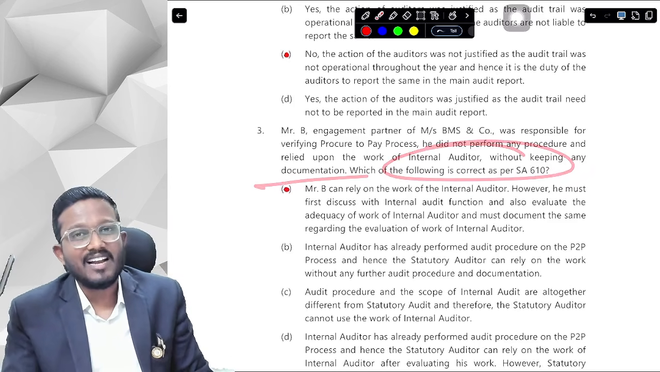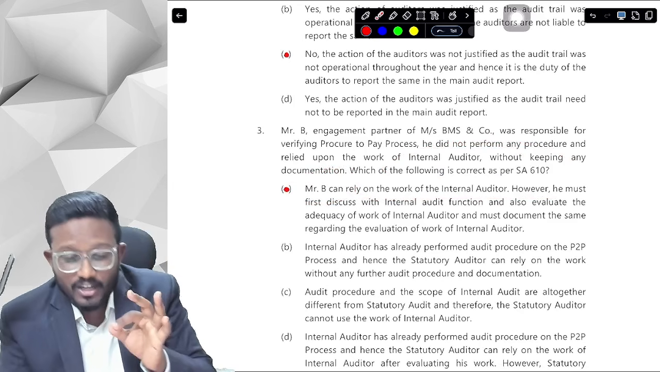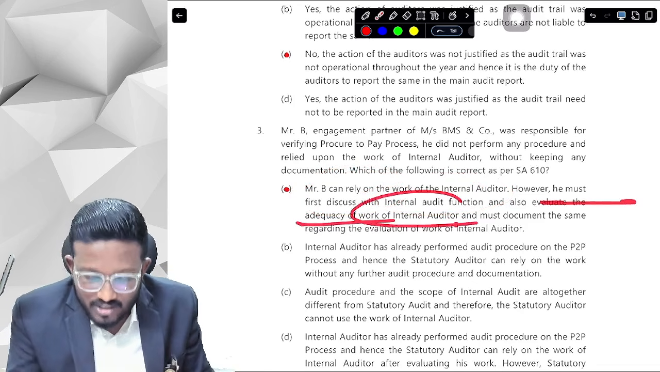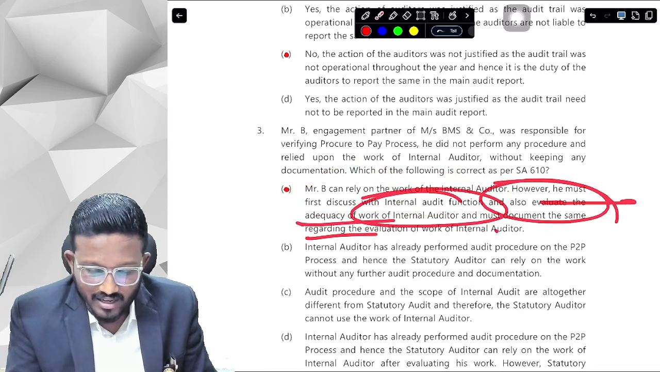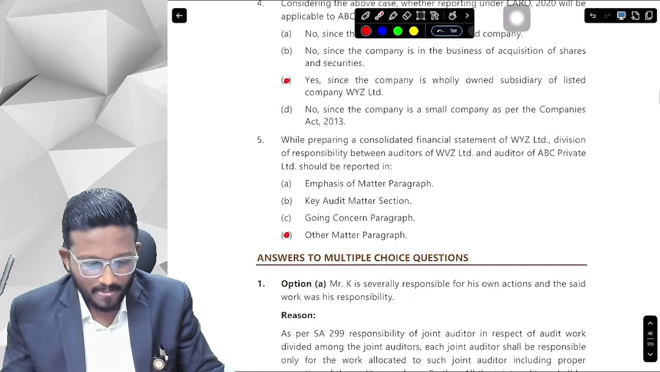So we need to select what is correct, sir. So basically, Mr. B can rely on the work of the internal auditor. However, you need to first discuss with the internal audit function. We need to evaluate the adequacy of their work. We need to document the evaluation of the work of the internal auditor. Okay, yes, sir. Chaliye. Next is what, sir?